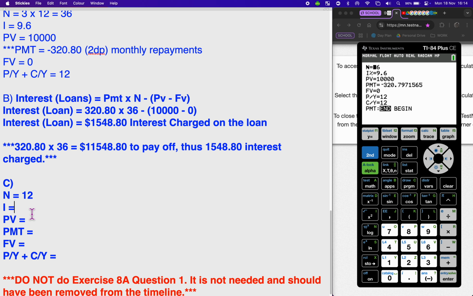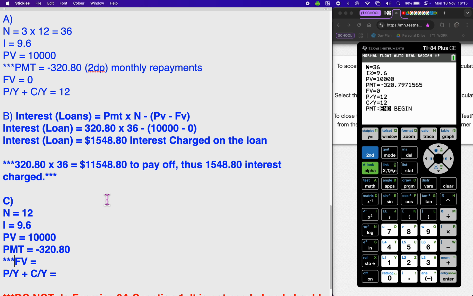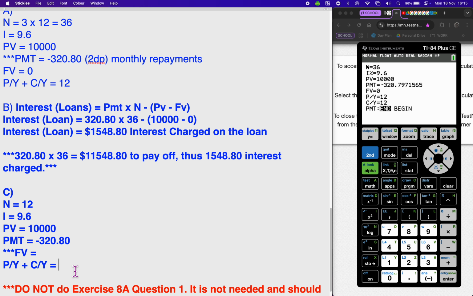So 1 year is 12 months, 9.6, everything stays the same, 10 grand loan. Negative $320.80. FV is what we're working out. To work out the remaining debt after 1 year of payments, because you haven't paid 36, you've paid 12 times. So on the calculator I go 12, negative $320.80, solve for FV. That tells me negative $6,979.81 to 2 decimal points.